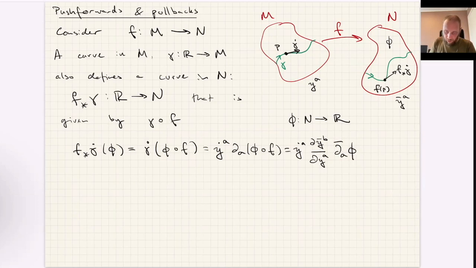So what is here in front, that's y bar dot^b, right? That's exactly what it should be. It's the component of the tangent of this vector. Okay, so that's the push forward of a tangent vector. So if I have a vector here, I can push that forward to here, and I get a new vector in N. I get a tangent vector in N.